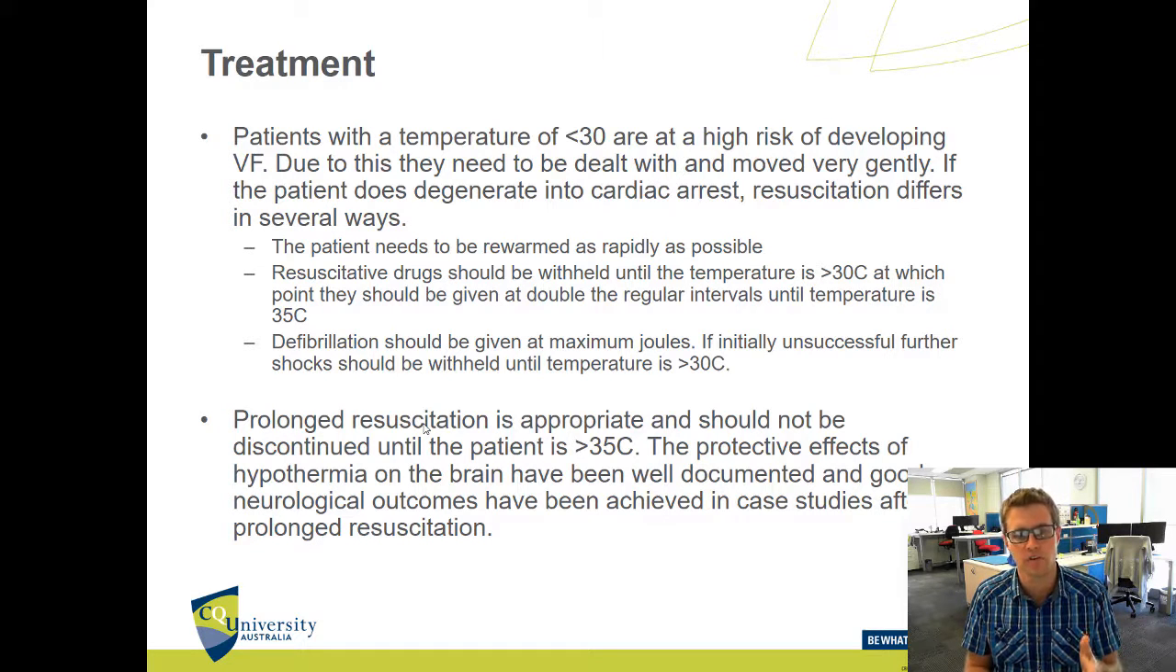Now, because hypothermia is neuroprotective, there's a saying that they're not dead until they're warm and dead. So you're going to transport all of these patients and let them continue the resuscitation at the hospital, in all but the most extreme circumstances where the transport time will just be hours and hours if you were somewhere extremely remote.